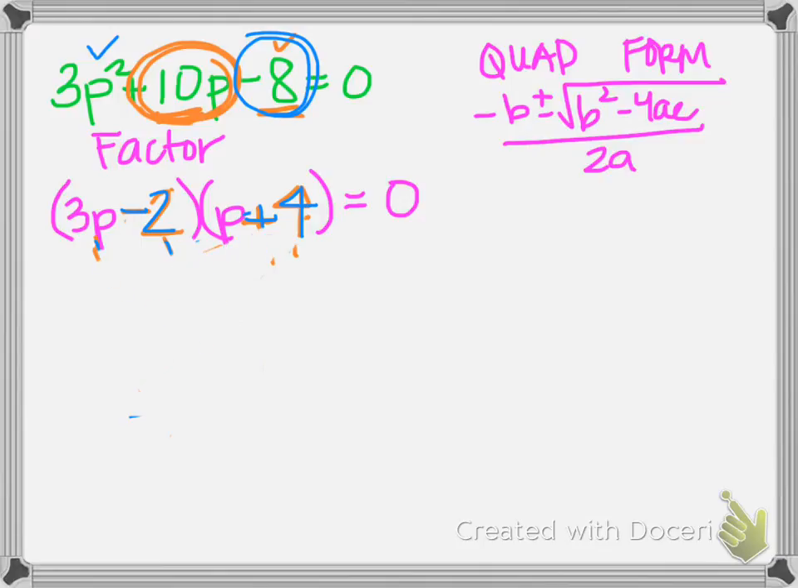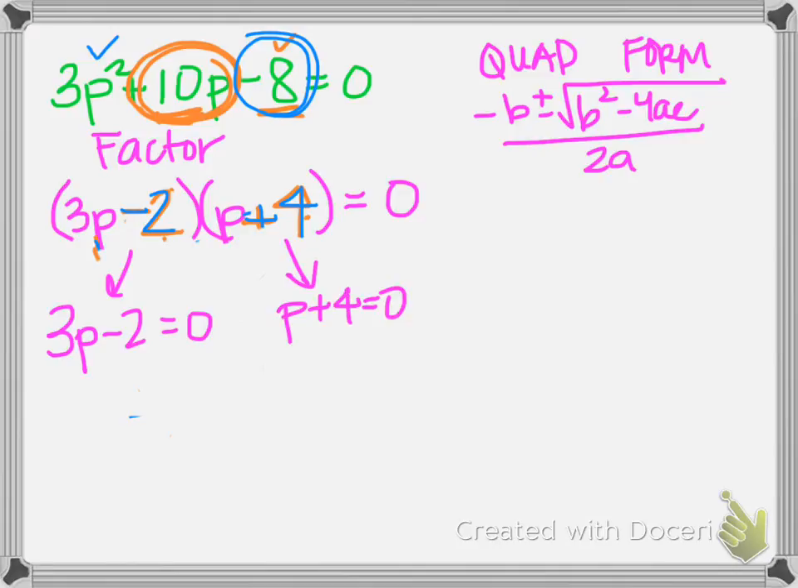Now, while this took a while to guess and check, this is not our final answer. Our final answer comes from solving each of these factors when they're equal to 0. So using my solving skills, I get negative 4. Using my solving skills over here, I have positive 2/3. So factoring is one way in which we can solve this quadratic equation. Now I will get the same answer when I'm using my quadratic formula.